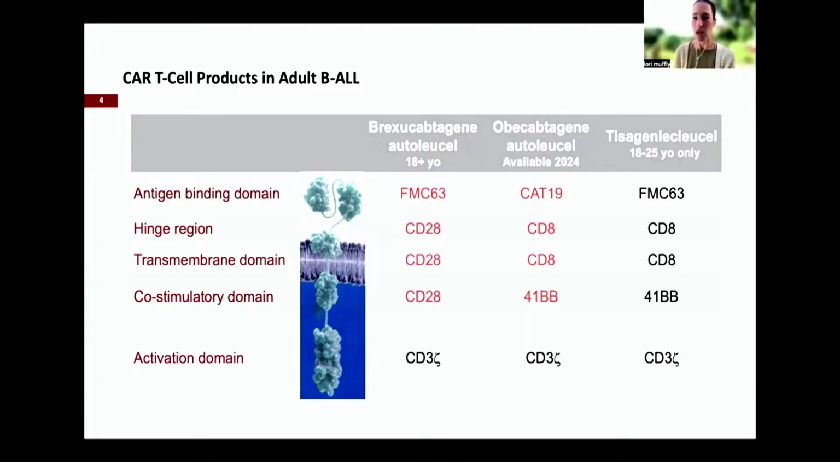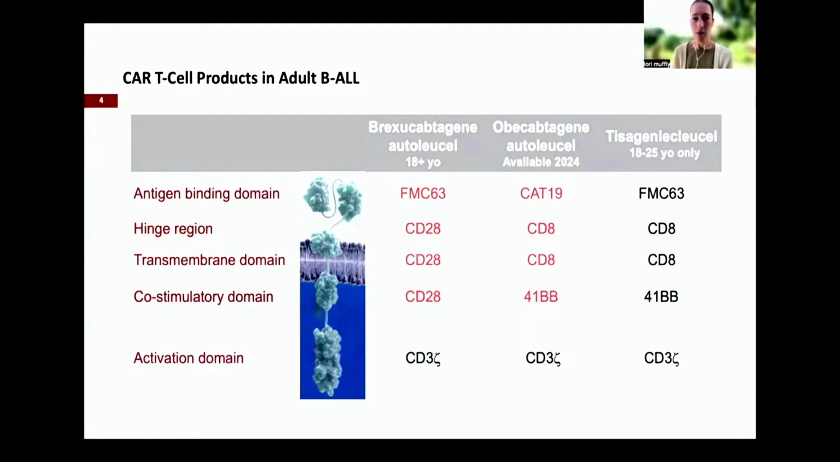Brexucabtagene autoleucel has been approved for adults 18 and older with relapsed or refractory ALL since 2021. The other name for this product is Tecartus. Obecabtagene autoleucel was approved late 2024 for adults 18 and older with relapsed refractory ALL. Tisagenlecleucel, or Kymriah, has been approved for several years now for children and adults up to the age of 25 who are in second or greater relapse.